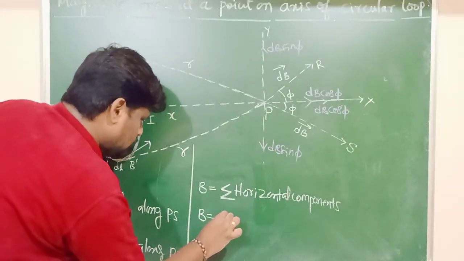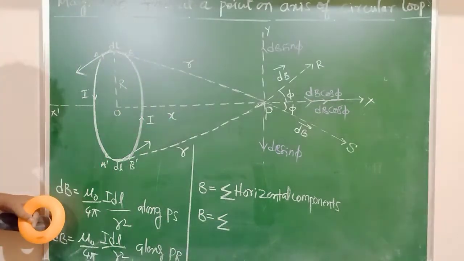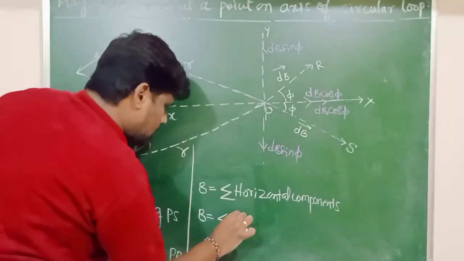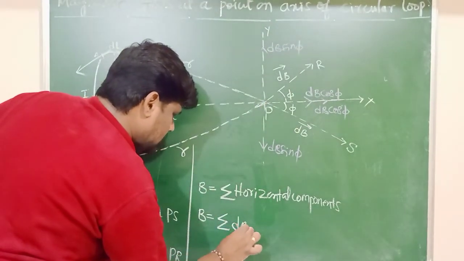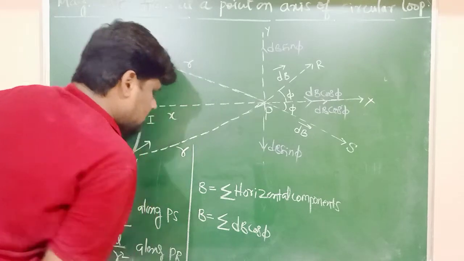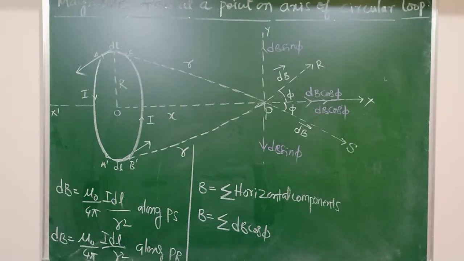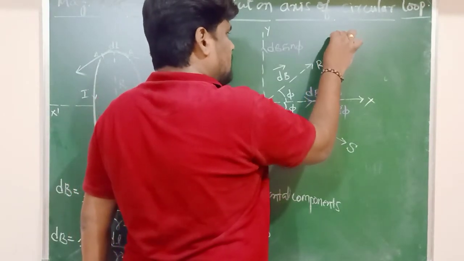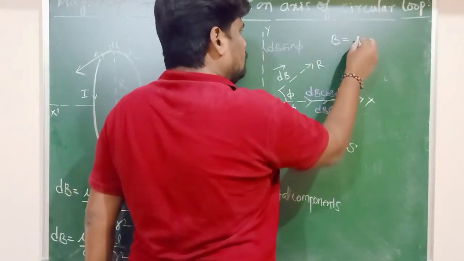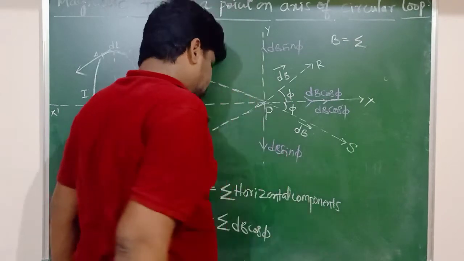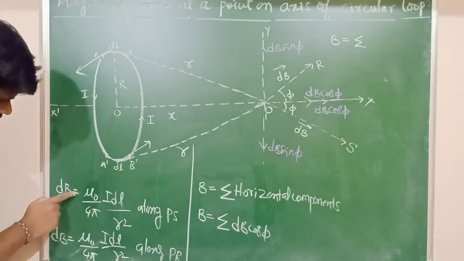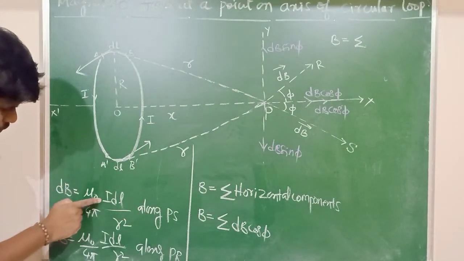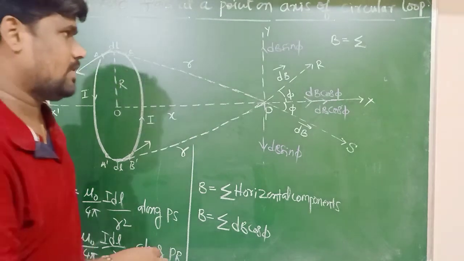B is equal to the summation of the horizontal component here. The horizontal component is given by dB cos phi. Now substitute the value of dB, because we already have it. Then B is equal to the summation of dB cos phi, where dB equals mu naught by 4 pi, I dl divided by R square.